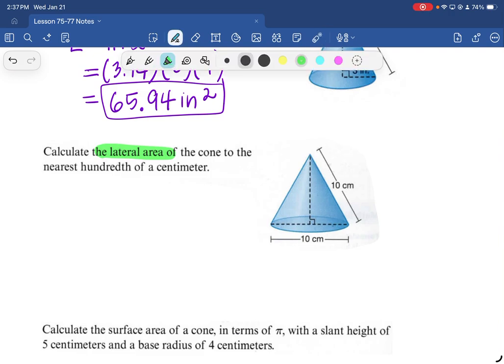Thomas, what's the formula we need to use here? The lateral area formula. Which is? Pi times radius times slant height.